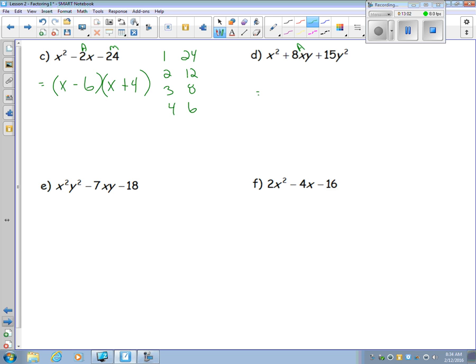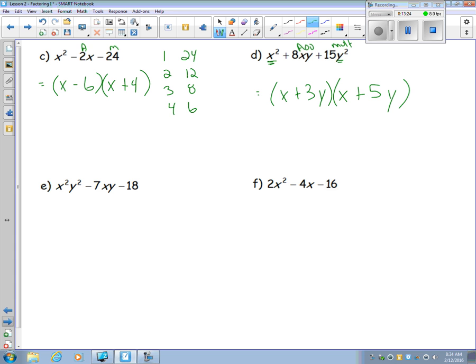I need to add and multiply. Now this one's got some extra letters in here, but don't let the letters confuse you. To get an x squared at the beginning, I need an x and an x. To get a y squared at the end, I would need a y and a y. And what adds to 8 and multiplies to 15? Only numbers that do that are 3 and 5.